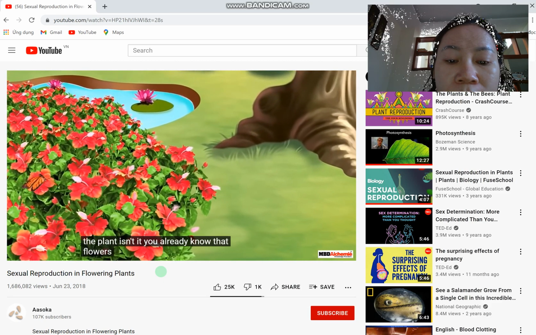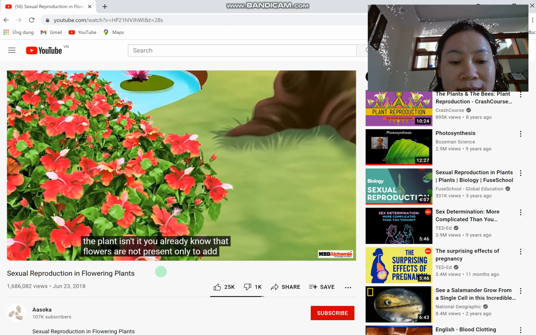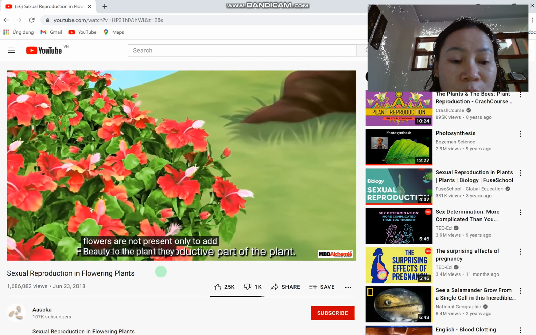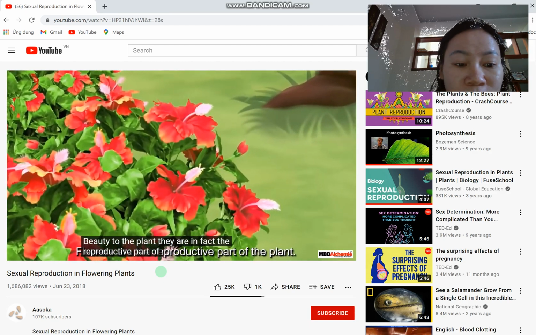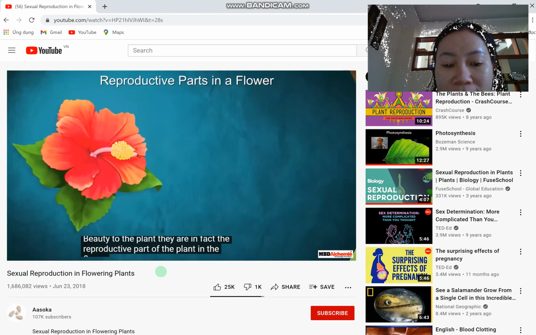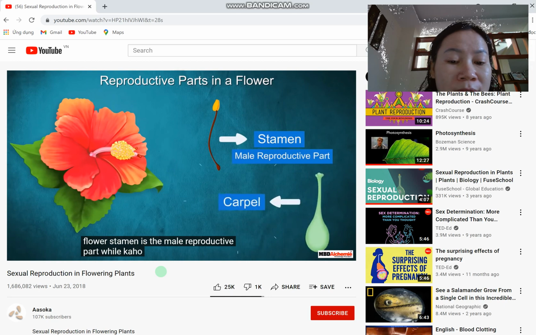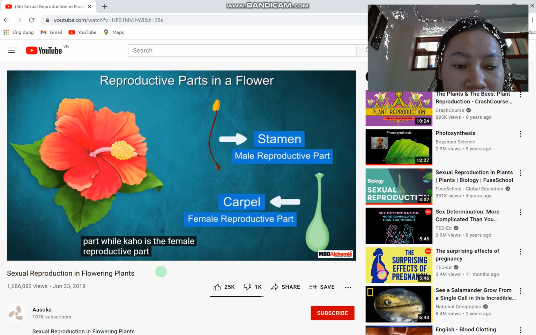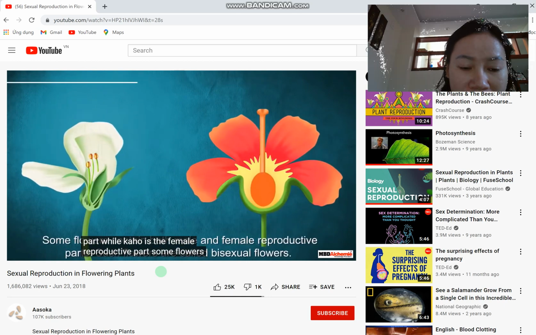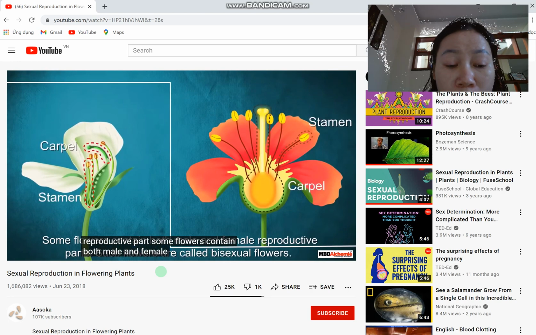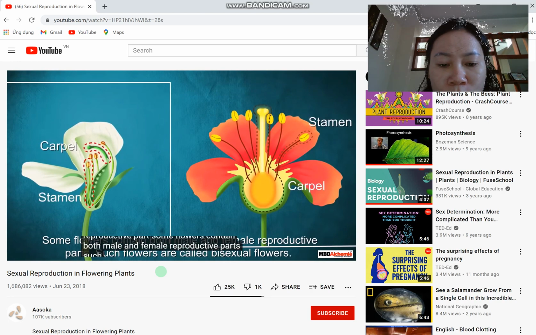You already know that flowers are not present only to add beauty to the plant. They are in fact the reproductive part of the plant. In the flower, the stamen is the male reproductive part, while the carpel is the female reproductive part. Some flowers contain both male and female reproductive parts.